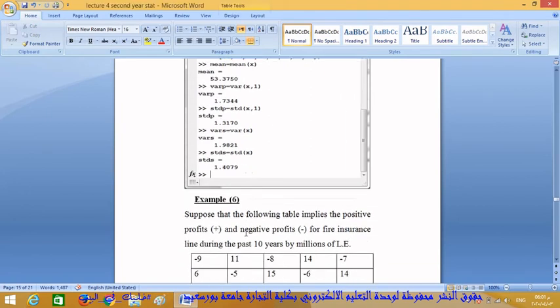Example 6. Suppose that the following table shows the positive profits and negative profits for the fire insurance line during the past 10 years, in millions of Egyptian pounds.